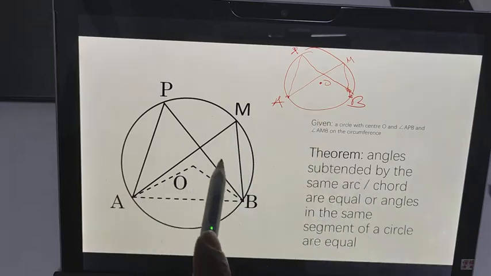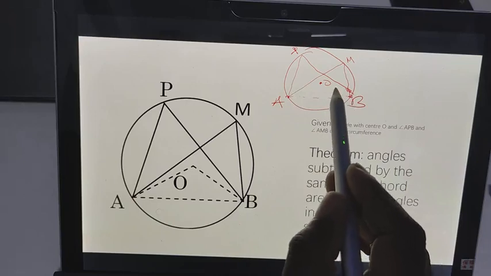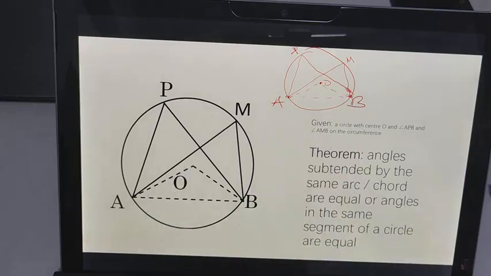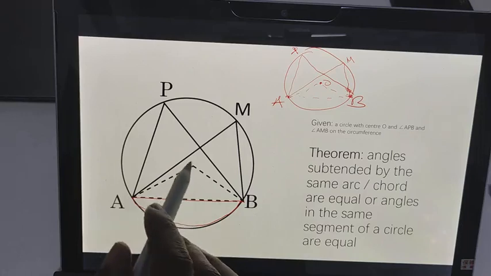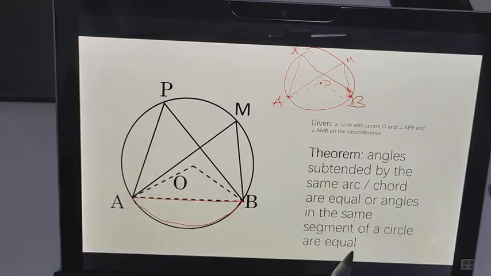Then, if you want to play around with this one, you need to connect these, to have what we have here. So the theorem says the angles subtended by the same arc or chord. This is an arc, and this one is a chord. You make sure that those angles are in the same segment. So angles in the same segment of a circle are equal. The theorem is saying angles subtended by the same arc or chord are equal, or angles in the same segment of a circle are equal.